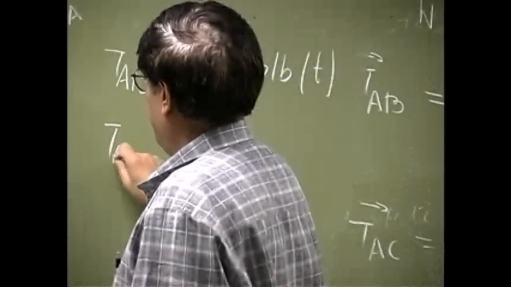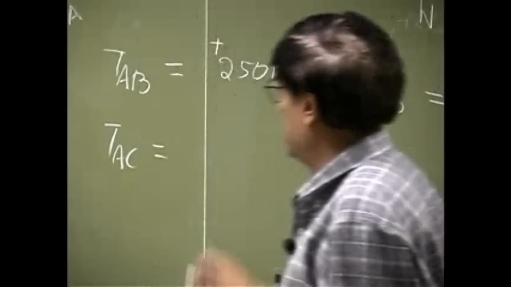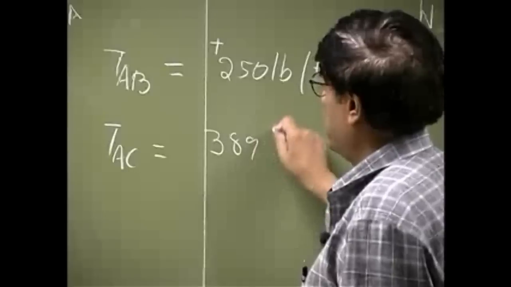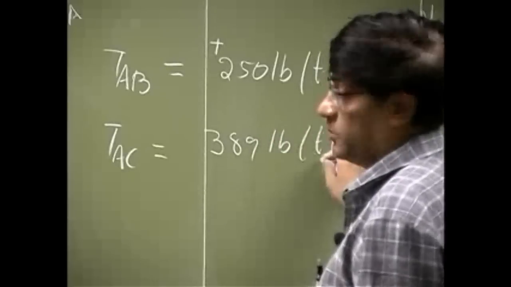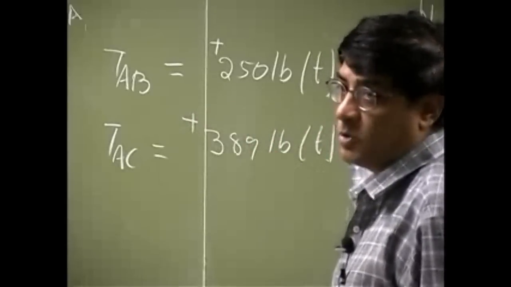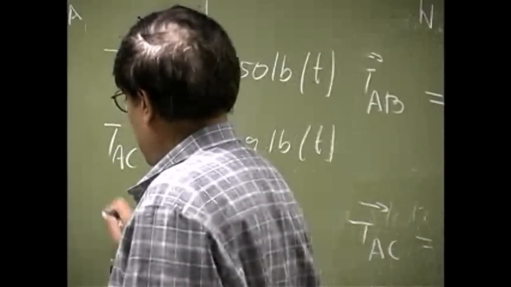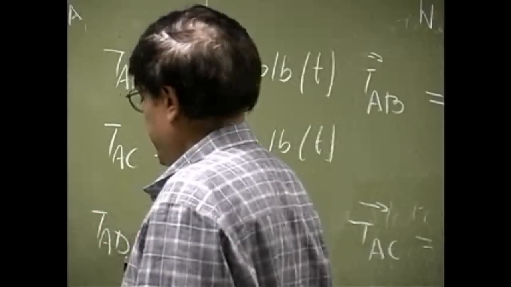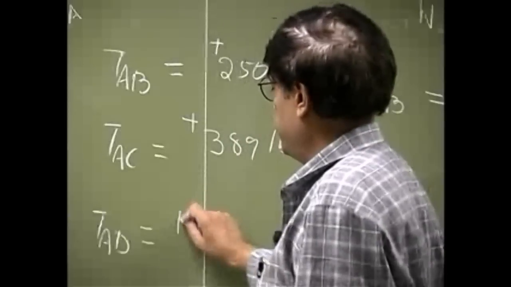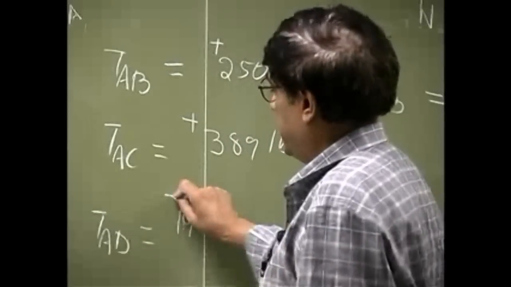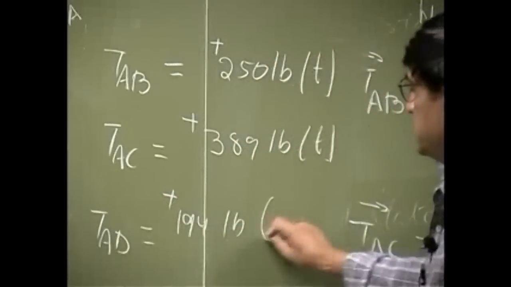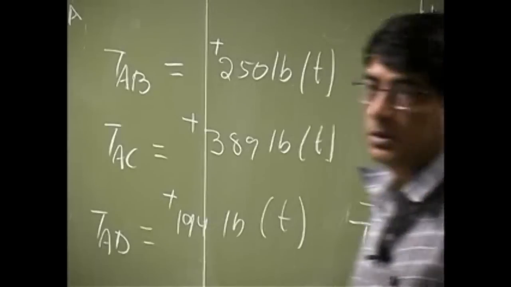Then you're going to have TAC, that's going to be 389 pounds, and that should be in tension because that came out positive. Then you're going to have TAD, and that's going to be 194 pounds. That came out positive, then that also remains in tension.